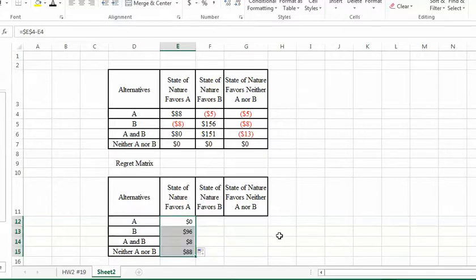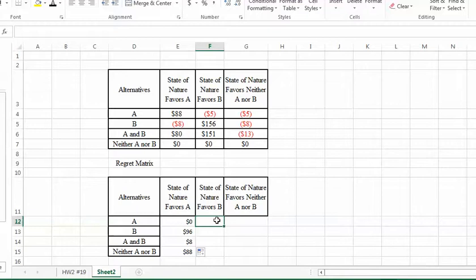And there it is. So if you take a look, if you go back to the regret matrix, you'll see that this table has now been set up from this original payoff matrix. So I derived my regret table from that payoff matrix. I'm going to do the same thing for B.